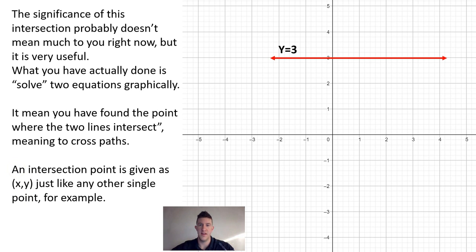For example, if we had the line y equals 3, it's a horizontal line that passes the y-axis at 3. And we also had x equals 3, which crosses the x-axis at x equals 3. The intersection point would be where they cross, which you can see from the graph is just 3, 3. That's our intersection point.